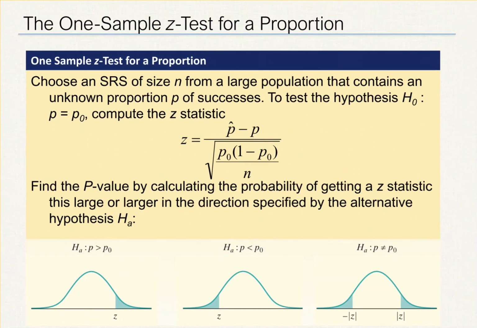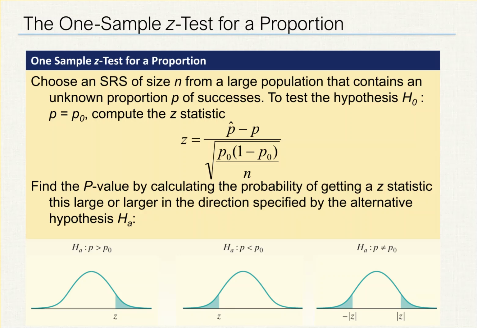All right, so the one sample z-test for a proportion. If we have a simple random sample of size n from a large population that contains an unknown proportion p of successes. So again, we don't know what p is, but we want to test the null hypothesis that p equals p naught. In this case p naught would have been 0.8 for the basketball player, right? It makes 80% of the shots. So we're trying to test that value.